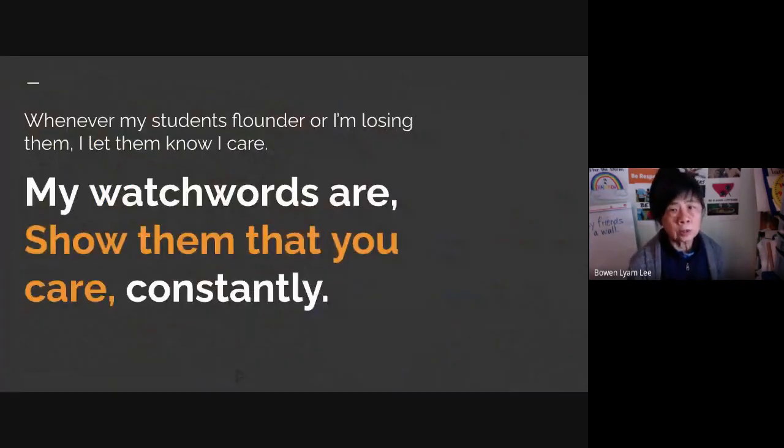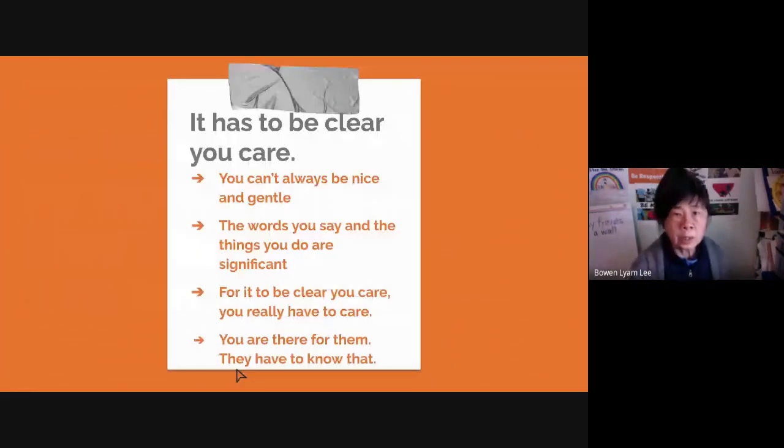Whenever my students flounder or I'm losing them, I let them know that I care about them. My watchwords are show them that you care constantly. And it has to be clear you care. And it isn't always nice and gentle.